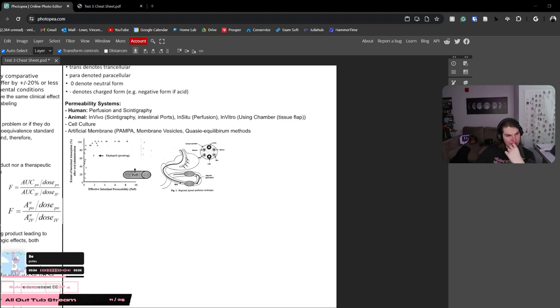This is data, human versus cow 2, polar surface area. Correlation between absorbed fraction humans after. I don't know if I need to know this, chat. This we need to know. Distribution coefficient.